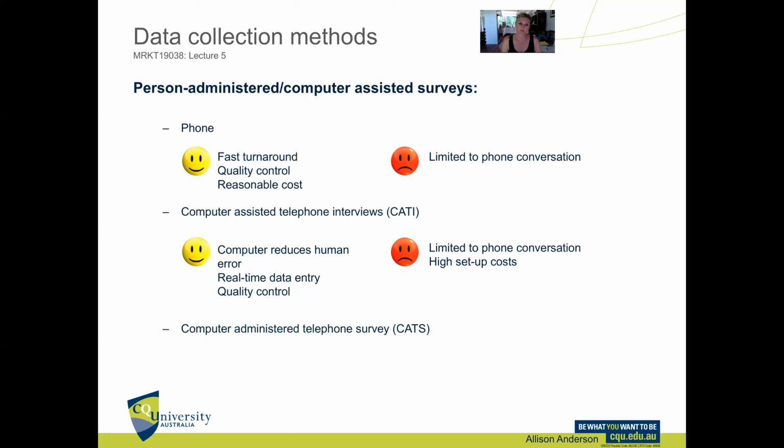Okay, computer-assisted telephone interviews, CATI. So the computer reduces human error, with real-time data entry and quality control. But this is sort of like, hello, I'm calling you about the next election or voting intentions or something like that, and you think, I'm not speaking to a computer, and hang up. So it's obviously working because people are still doing it, but there are really high setup costs, and you have to be really sure that you're going to get enough people to do it.